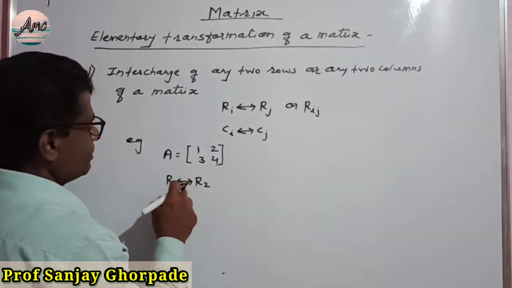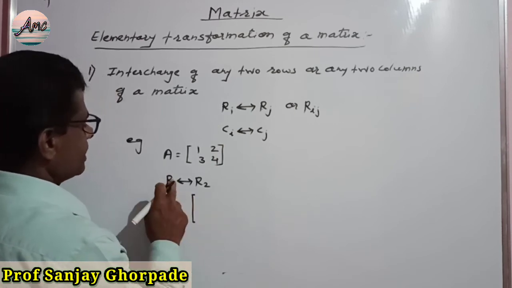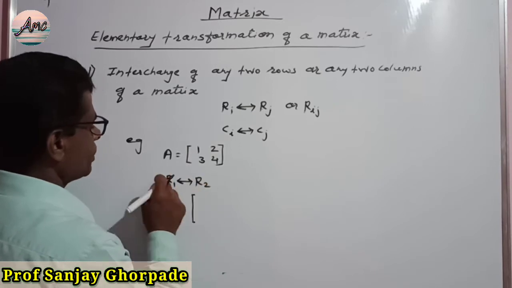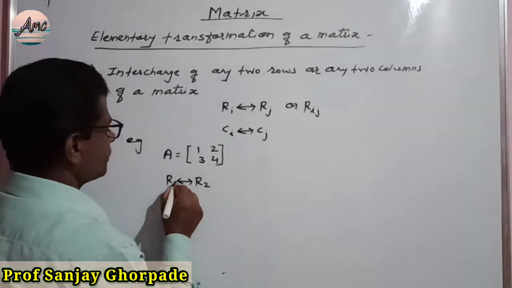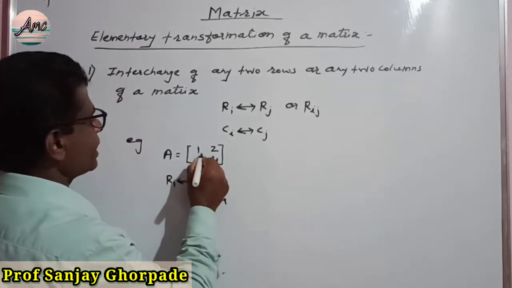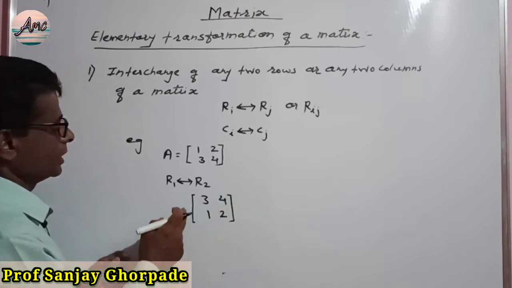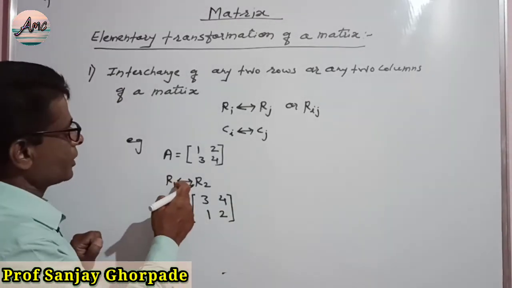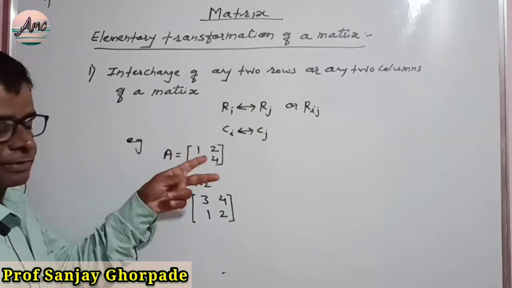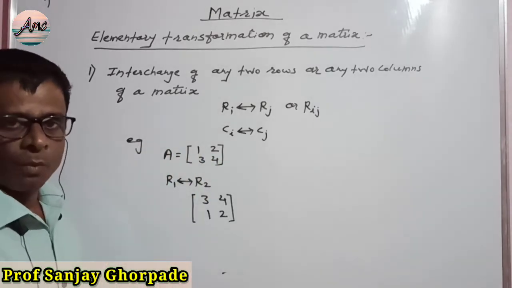So after performing this operation, the new matrix which we will get is, in place of the first row you have to replace the second row, and in place of the second row you have to replace the first row. That means the first row becomes the second row, that is 3, 4, and the second row becomes the first row, 1, 2. So this is the meaning of the operation R1 interchange R2. That means you have to interchange the elements of the first row with the second row, and vice versa.